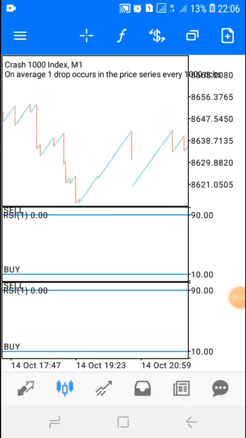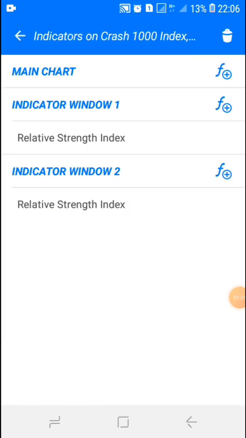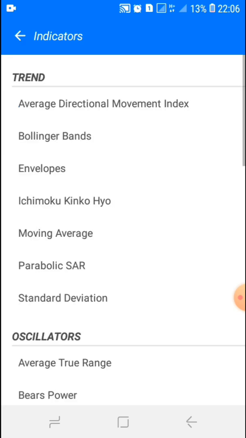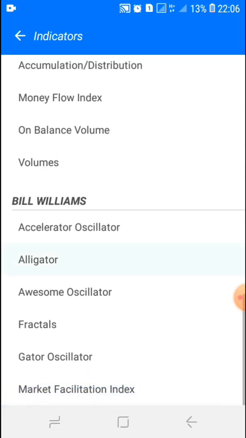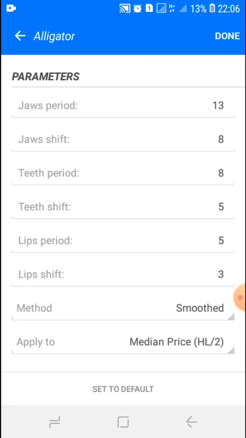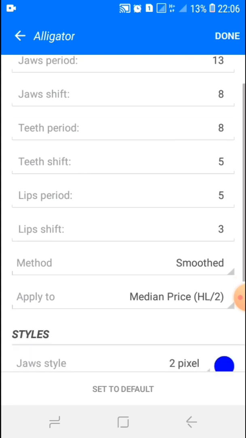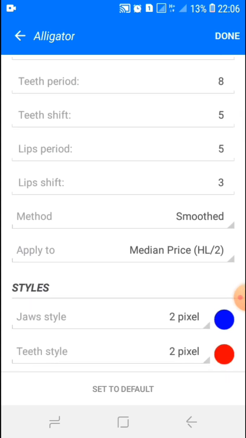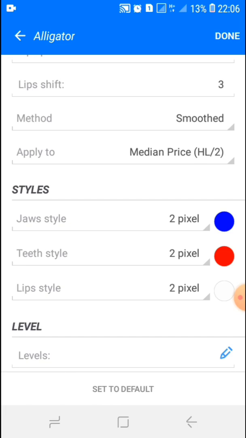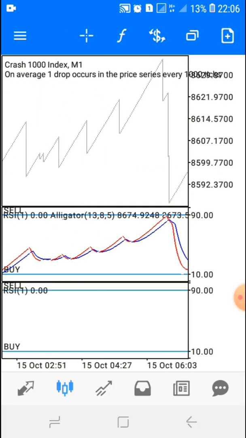So check this out. The first indicator that we're gonna add to our RSI, which is indicator window 1, is the alligator. Make sure that you click on indicator window 1, and then you add your alligator. Now make sure that your alligator is like this. Jaws period 13, Jaws shift 8, Teeth period 8, Teeth shift 5, Lips period 5, Lips shift 3. Method smoothed, apply to median price, high low, Jaws style 2 pixel blue, Teeth style 2 pixel red, Lips style 2 pixel white.